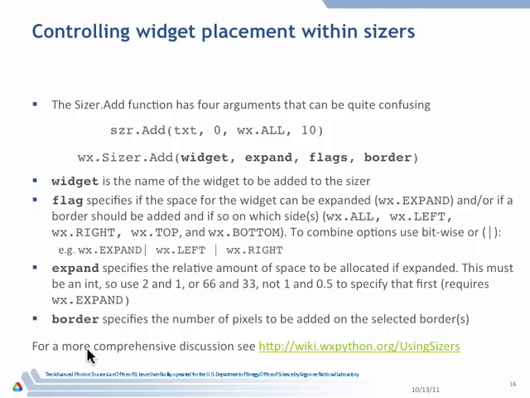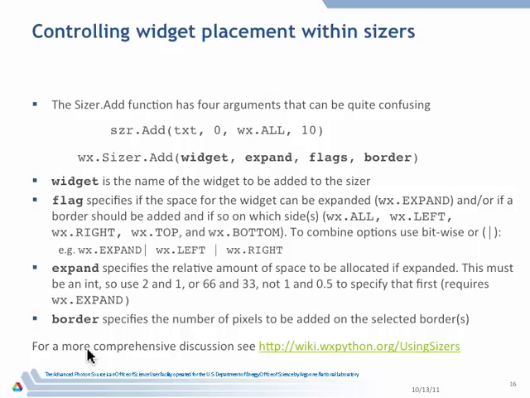And the choices are, I can put a border on all sides, I can put it only on the left side, the right side, the top, or the bottom, or I can combine things. And I combine things by using a bitwise OR. So if I want to say I want this to expand and I want a border on the left side and the right side, I can use this expression right here. Expand, left and right, ORed together. And WX all is actually just simply an abbreviation for an OR combination of left, right, top, and bottom. So you could use either one. They do exactly the same thing.